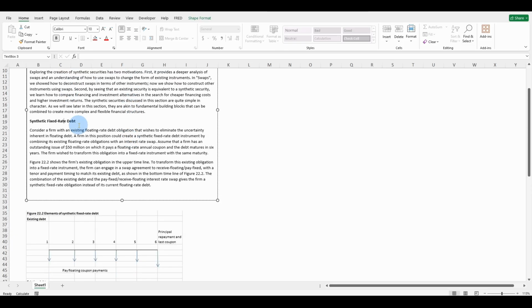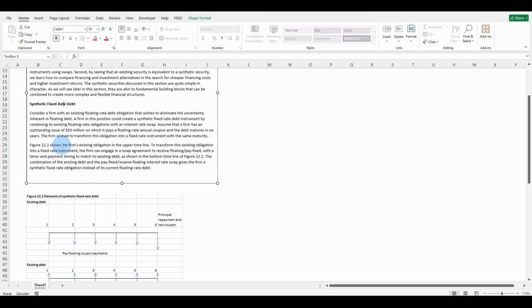Synthetic fixed rate debt. Consider a firm with an existing floating rate debt obligation that wishes to eliminate the uncertainty inherent in floating debt. A firm in this position could create a synthetic fixed rate debt instrument by combining its existing floating rate obligations with an interest rate swap.